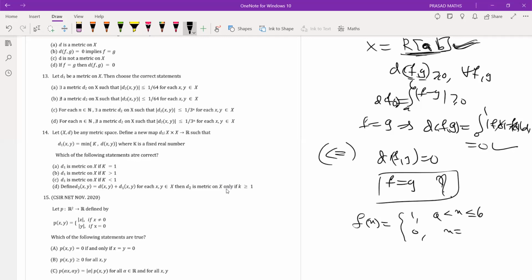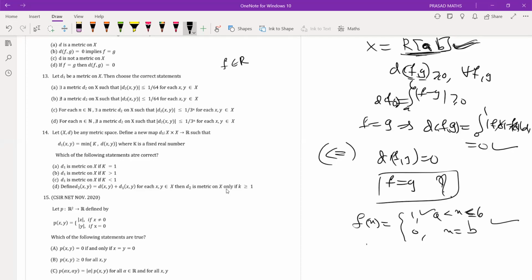You need to find at least two Riemann integrable functions which are distinct, but whose distance is 0. Take this as b. This is clearly a Riemann integrable function because it is discontinuous at only one point. It is a constant function over a to b, and at x equals b it is 0. So it is discontinuous only at b.